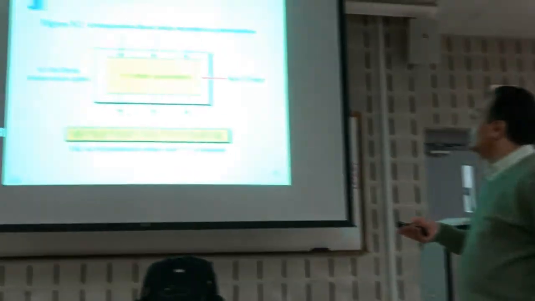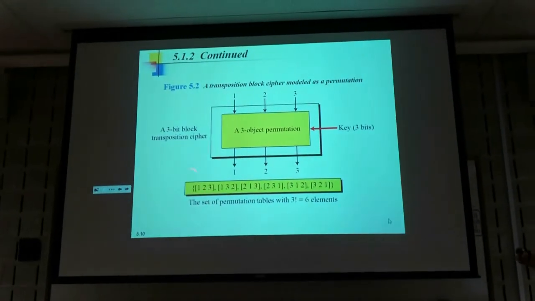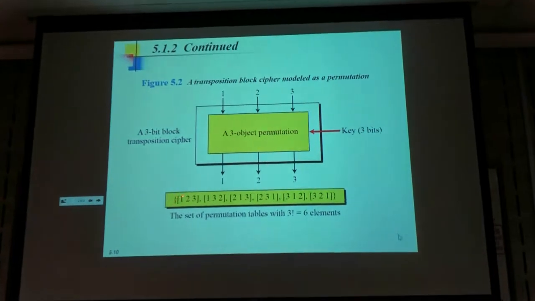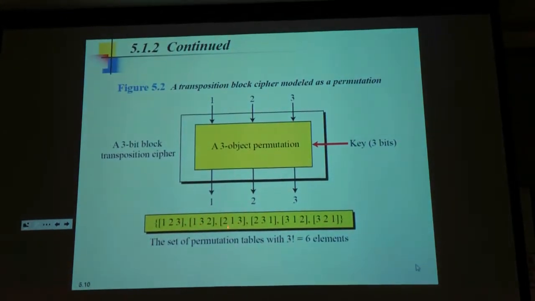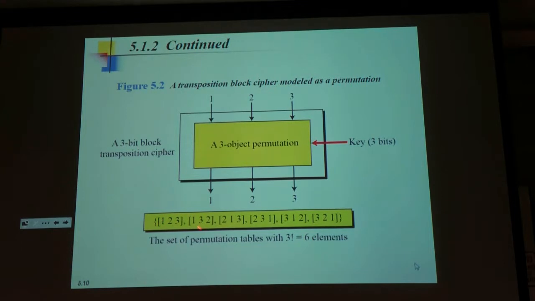Okay, let's take a look here. If you have the 3, what are the options? You could have 1, 2, 3, 1, 3, 2, 2, 1, 3. So how many elements do we have here? 6 different elements, 6 different combinations, right? So if you have a block cipher which has 3 bits, the set of permutations is 3 factorial, 6 elements. Okay? Alright.